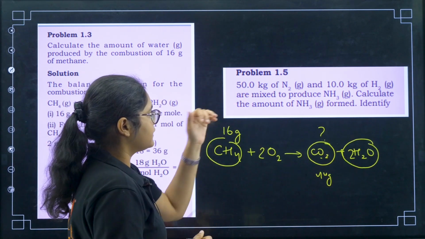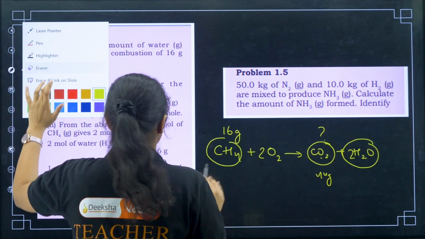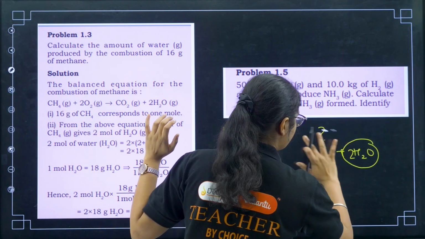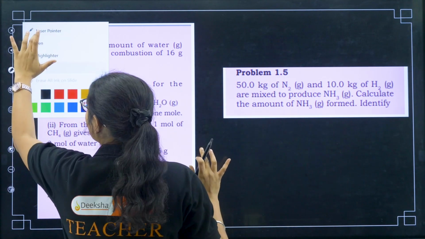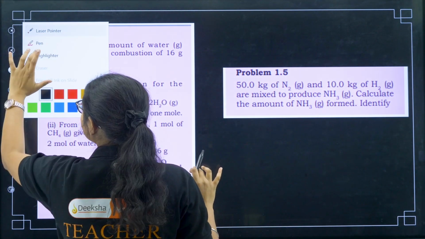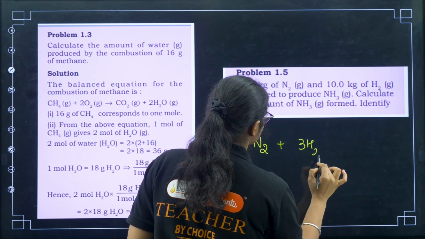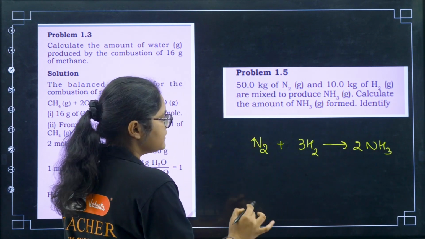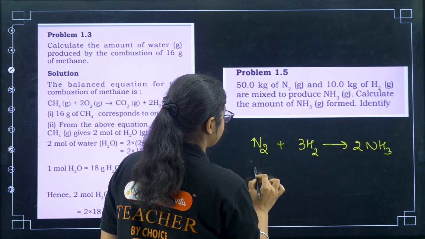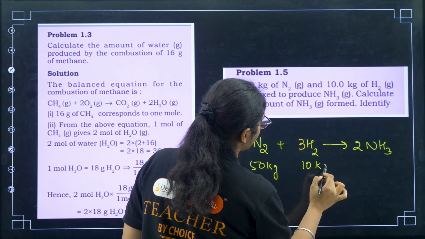Now coming to the other type of problem, where you have both reactants. For example, suppose you have this reaction: N2 plus 3H2 gives 2NH3. In this reaction, suppose 50 kg of N2 is there and 10 kg of H2 is there.